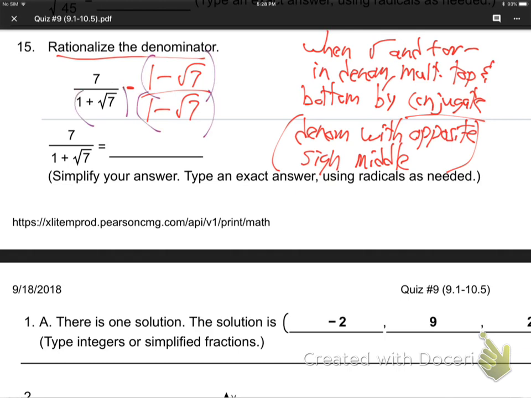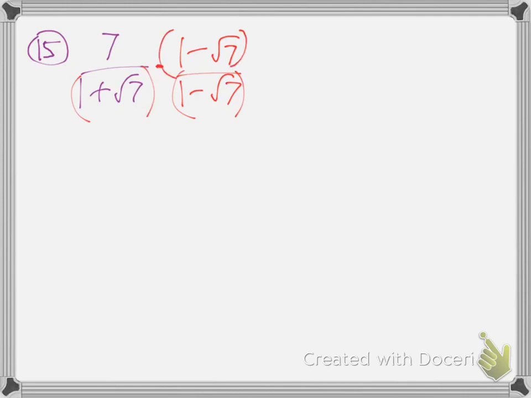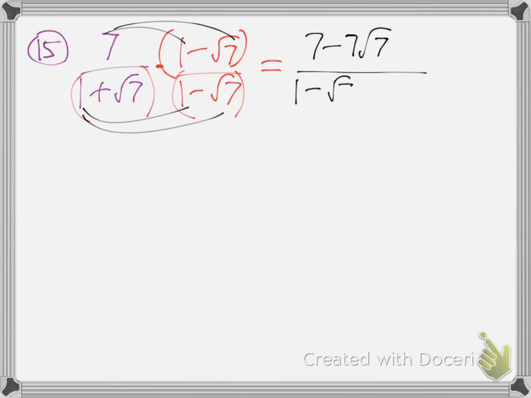Like that. Let's go to a fresh screen here. So number 15, 7 over 1 plus root 7, multiply top and bottom by 1 minus root 7. Like that. Okay, and then this 7 is going to go boom, boom, and distribute. 7 minus 7 root 7 over. And on the bottom, this guy will go to both. 1 minus root 7, and this guy will go to both. Plus root 7, and then minus plain 7.